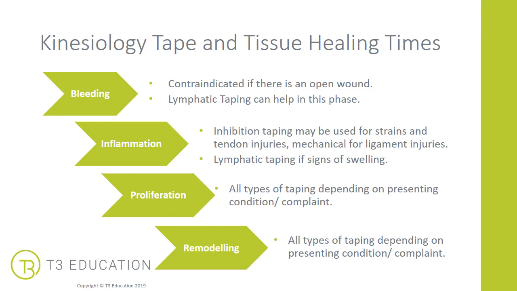And finally, the remodeling phase. Again, same as the proliferation phase, all types of taping can be used during this phase, but again, always depending on the client's presenting condition and complaint. And for a really quick guide on the type of tape for a particular injury, head to the rest of the online learning, and we have a free PDF download that you can print off and put within your clinic that will go through really quickly which type of taping is right for whichever stage of healing your client may be in.